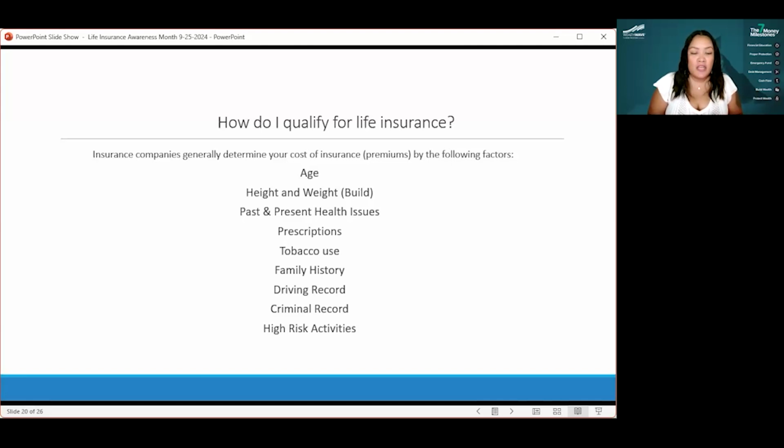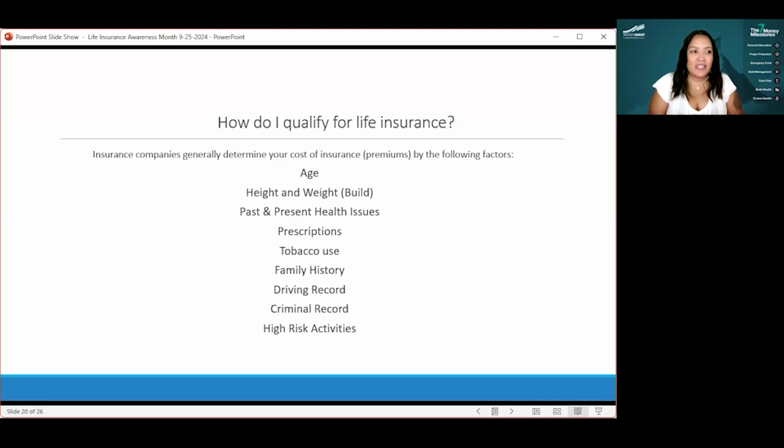Criminal record. If someone is currently in jail, I've had this question before. My brother's in jail. Can I get a policy on him? No. No criminal records. I'm not going to say nothing like felonies, nothing major. If you have a little shoplifting or something, they'll cover you. But the insurance company is trying to determine your lifestyle. What's your level of risk to them of you passing away?